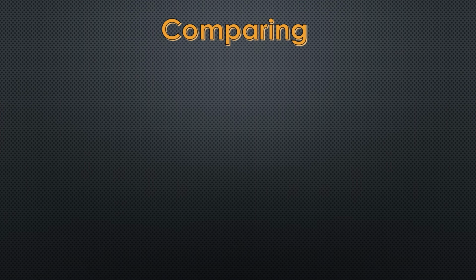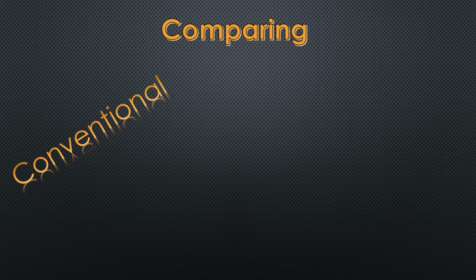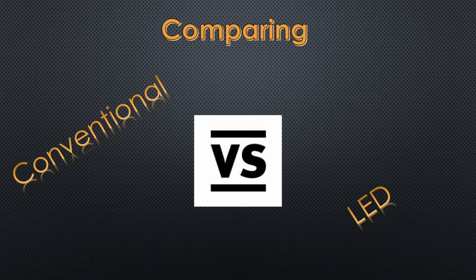Now let's compare the two. Conventional light bulbs are a lot bulkier and use more parts, not to mention more electricity. LEDs are very small and very simple, plus they use a lot less electricity.